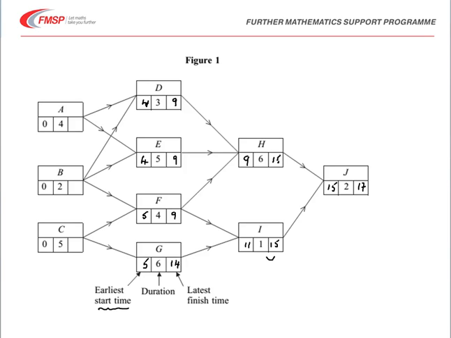Again, doing the same sort of procedure, A can be reached from D or E. So from D, 9 minus 3 is 6, and from E, 9 minus 5 is 4, so the smallest of those is 4.